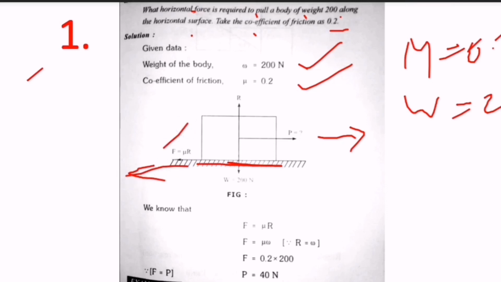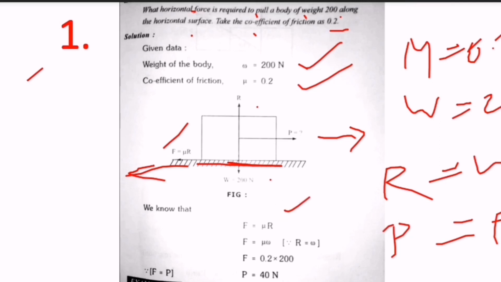So F equals mu into R. Upwards R is acting, downwards W is acting. Very simple: according to our resolution of forces, R equals W and P equals F. It means F equals mu into R, we know that. R equals W, because R is acting upwards and W is acting downwards, so both are equal. So R equals W, that is 200. So mu into W equals 0.2 into 200. Hence we get P equals 40 Newton. This is the way of understanding the free body diagram and solving the problem.